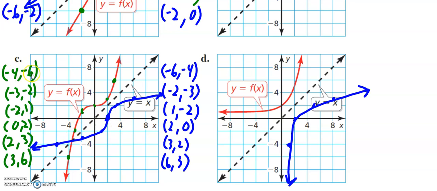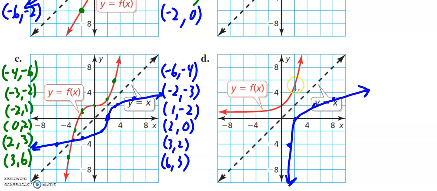Okay, so for C, here are a bunch of points that I plotted, or that I identified from the original function: -4, -6, -3, -2, -2, 1, 0, 2, 2, 3, 3, 6. So then I switched all those x and y values and I plotted those points, and that's how I got the blue. For D, it was a little bit easier just because of the shape. So here, I didn't write these down, but this is the point 0, 2, so I plotted the point 2, 0.